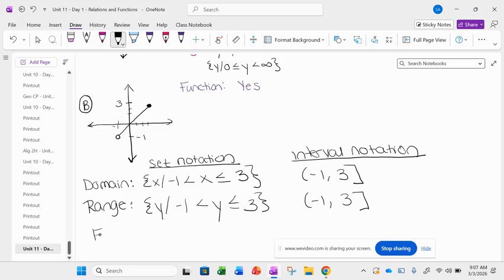Is this a function? Yes, absolutely, it is a function. Let's do one more.